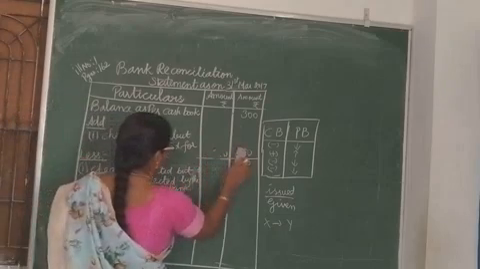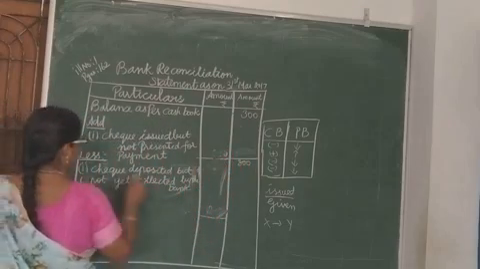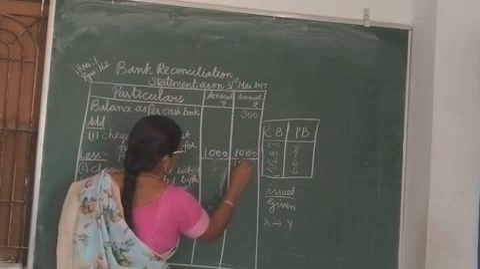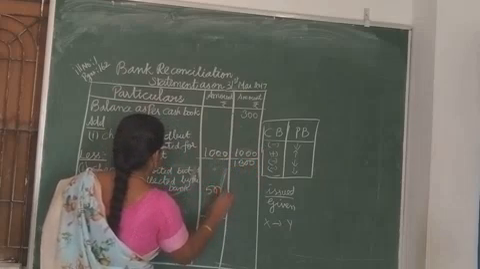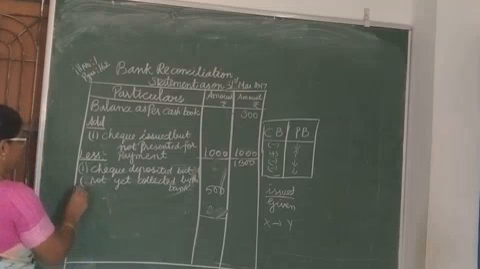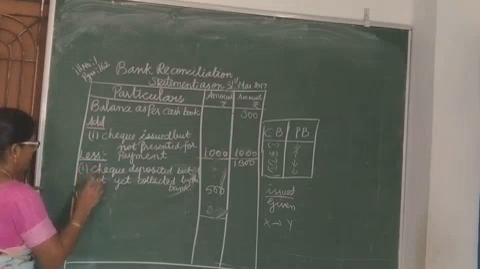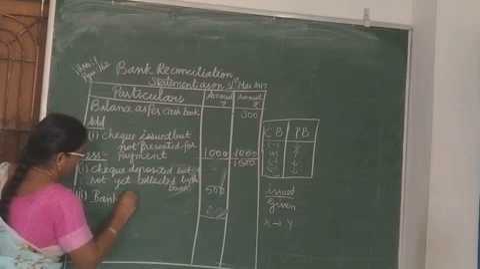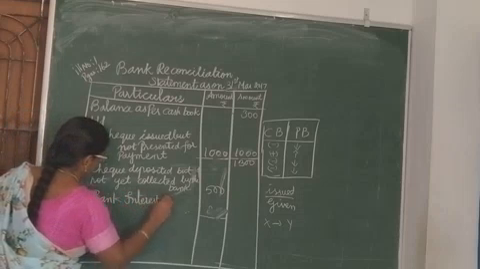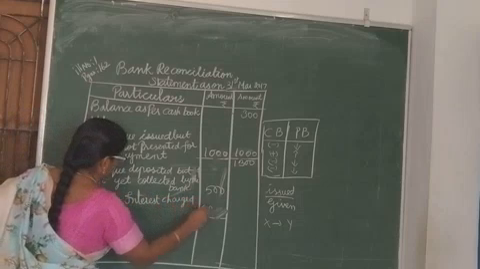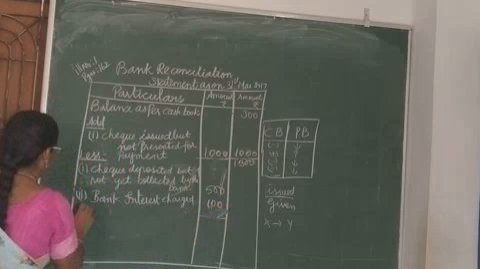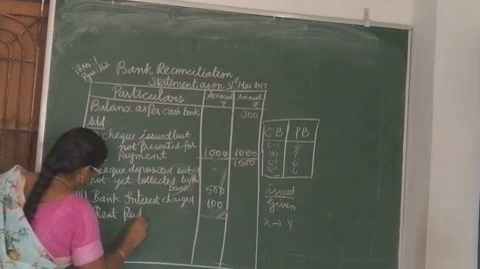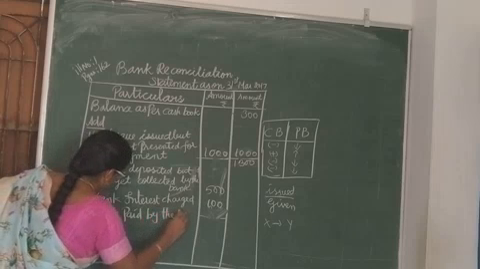Here this one 1000 rupees. Check issued 1000 rupees. Check paid, check deposited 500. Then second one, bank interest charge. Bank interest charge. How many rupees? 100 rupees. Then third one, rent paid by the bank.